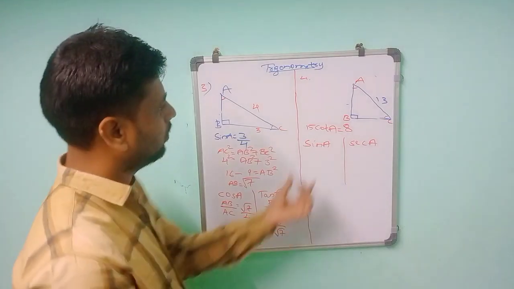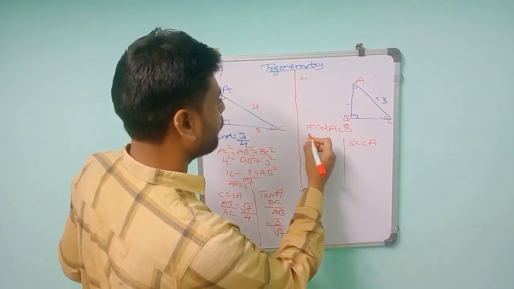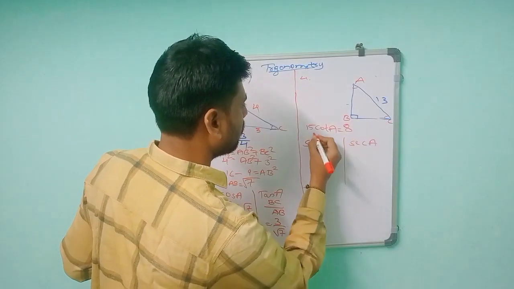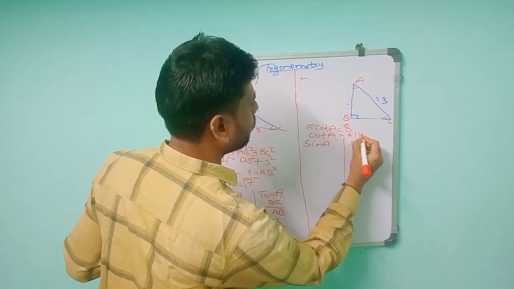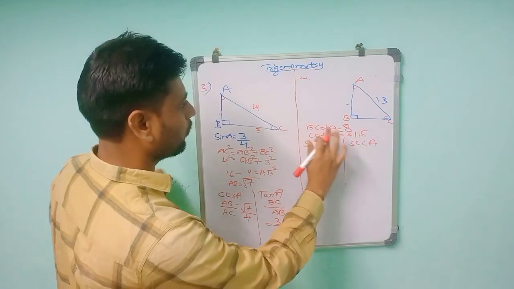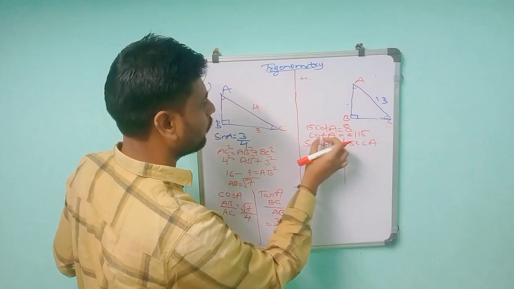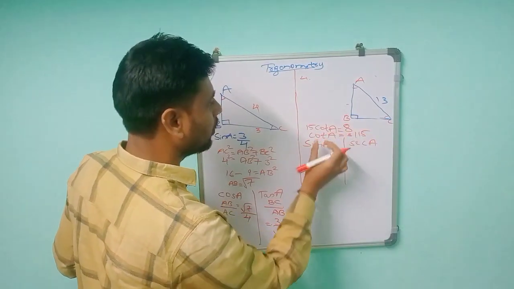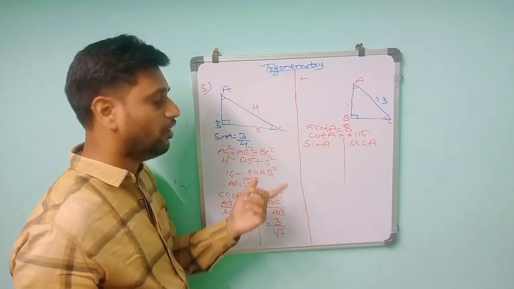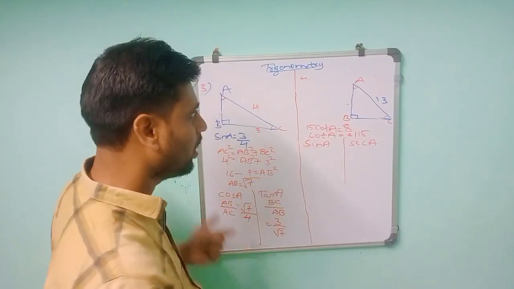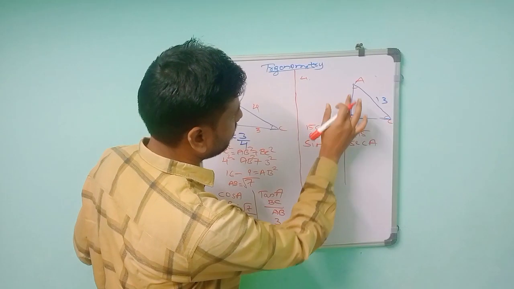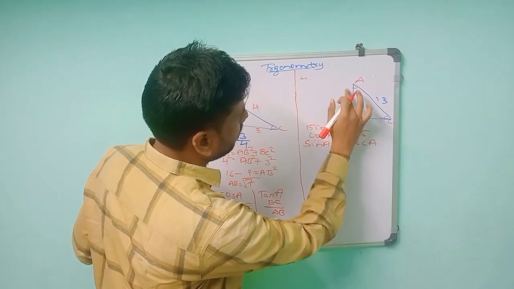So they have given cot A. You can write 15 cot A is equal to 8 as cot A is equal to 8 by 15. The cot A formula is the reverse of tan A. Tan A is opposite by adjacent, and like that, cot A is adjacent by opposite. So adjacent by opposite, adjacent AB.